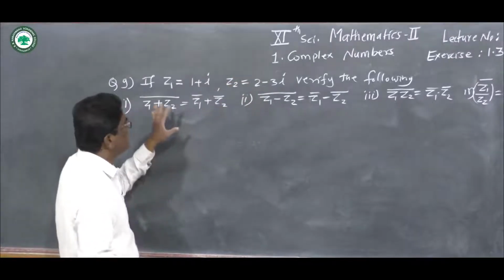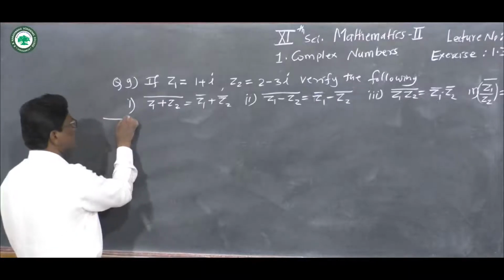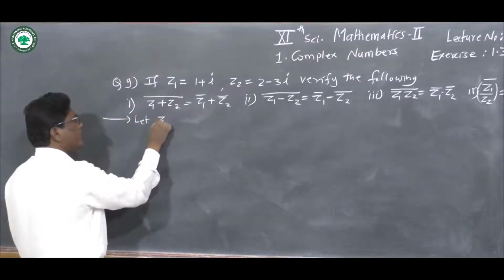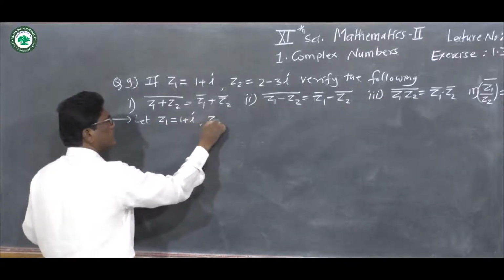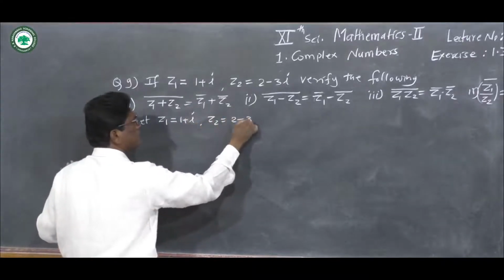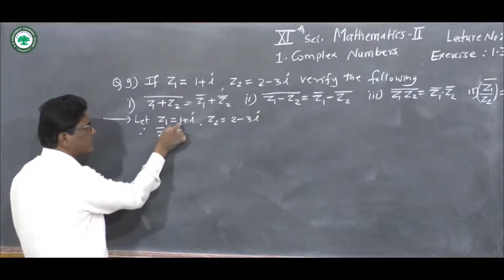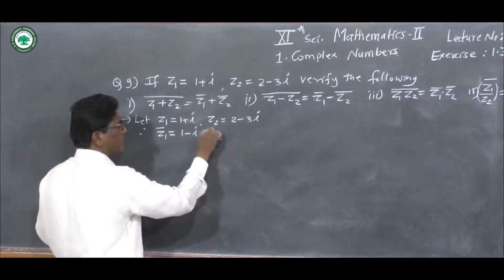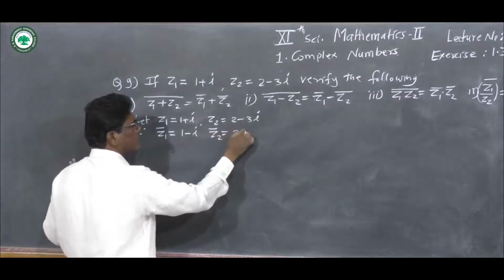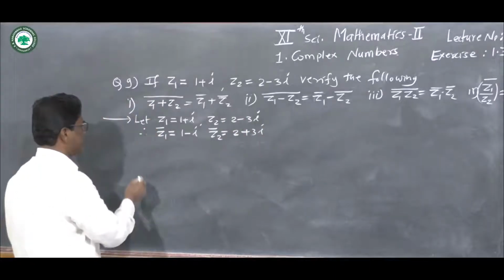Commonly we must know z1 bar and z2 bar for all problems. So, solution: let z1 is equal to 1 plus i, z2 is equal to 2 minus 3i, and therefore z1 bar is equal to, take the conjugate of this, so it is 1 minus i. z2 bar is equal to 2 plus 3i. Okay, now we solve.